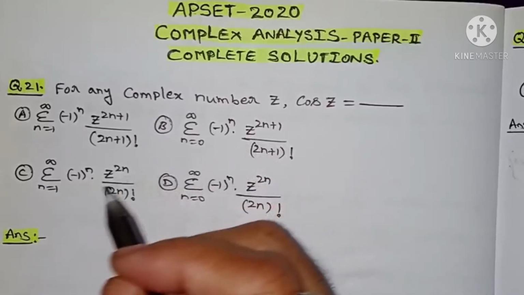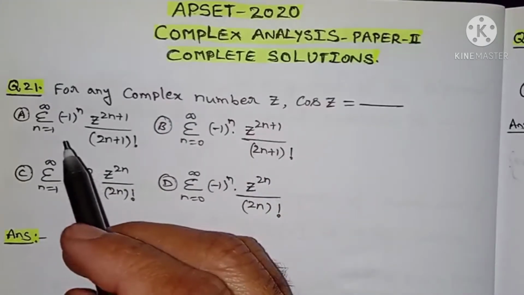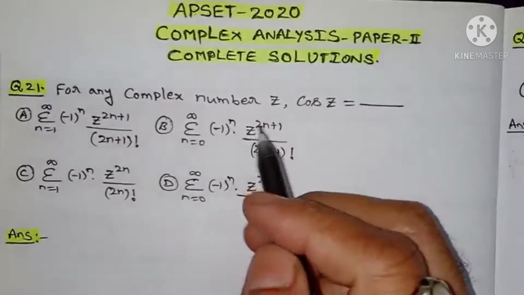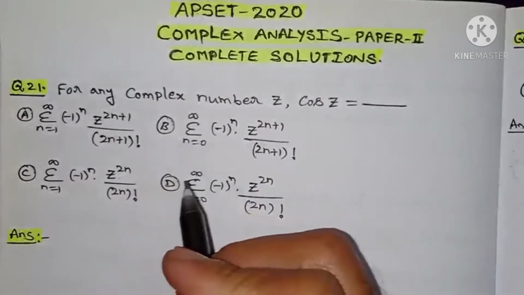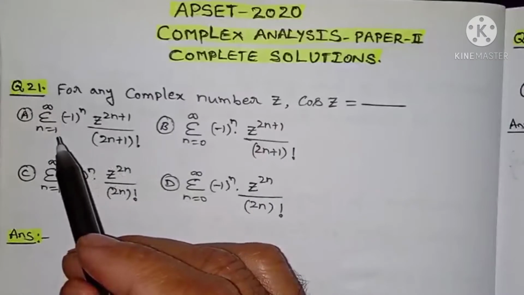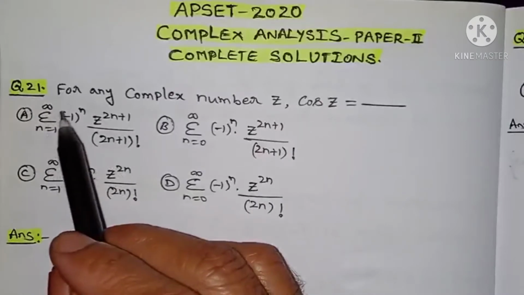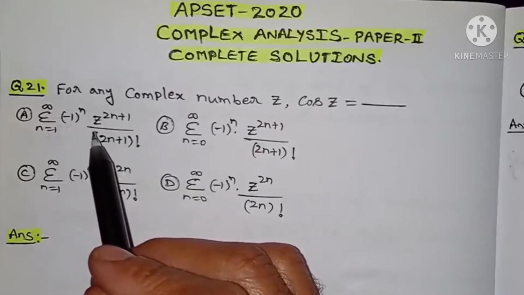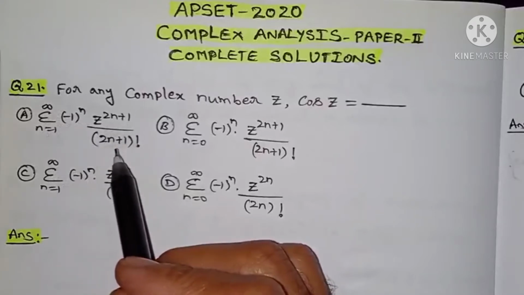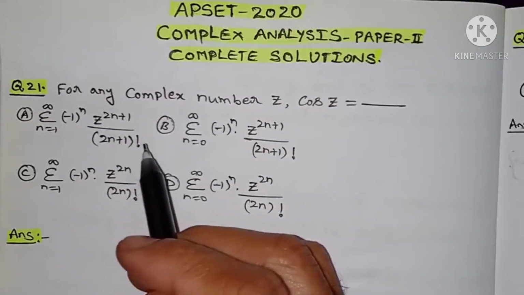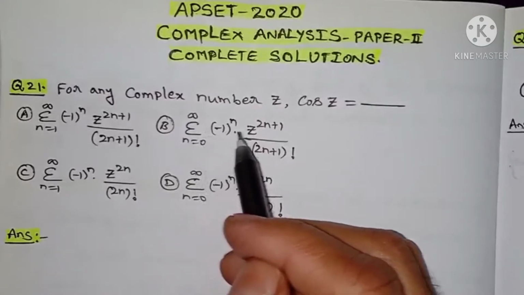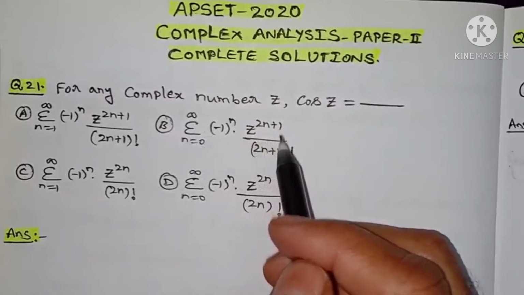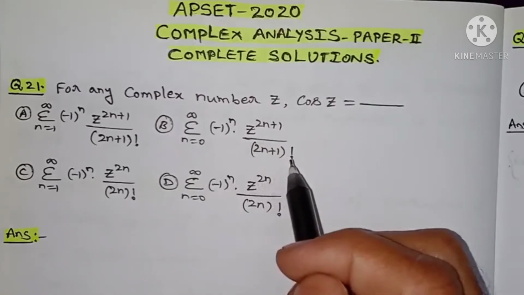First, we have question number 21, and the question is: for any complex number z, cos z is equal to. Here we have 4 options. Option A: summation n equals 1 to infinity, minus 1 whole power n into z to the power 2n plus 1 by (2n plus 1) factorial. Option B: summation n equals 0 to infinity, minus 1 whole power n into z to the power 2n plus 1 by (2n plus 1) factorial.